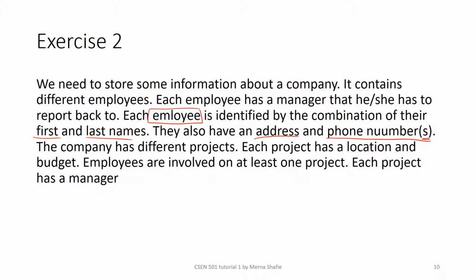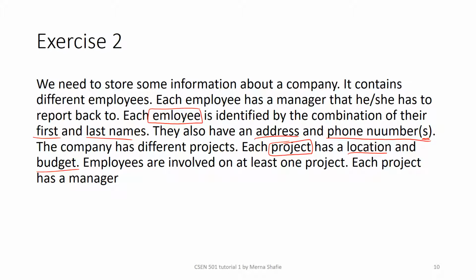طب the company has different projects. Each project has a location and a budget. يبقى ايه؟ project ده عبارة عن ايه؟ another entity. مش عندها حاجات، مش عندها شوية attributes، يبقى it is another object, it is another entity. طيب ايه الاتريبيوتس اللي عندها؟ عندها attribute location, attribute budget. These are two different attributes for the very same entity.